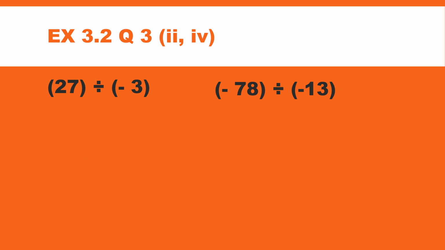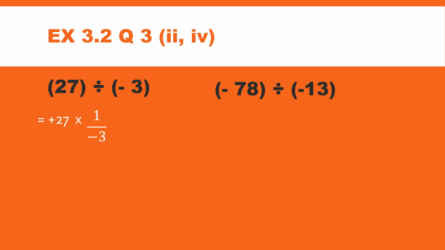This is exercise 3.3, question number 3, part 2 and 4. Here again we have to divide the integers. Rules of dividing integers are the same as multiplication. That is, when we have like integers, the result is positive, and when we have unlike integers, the result is negative. In the first part, we are going to divide positive 27 by negative 3.